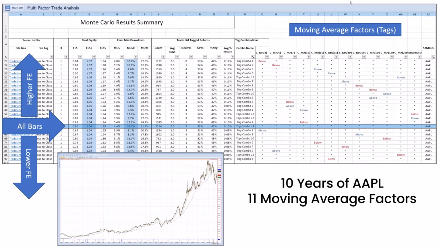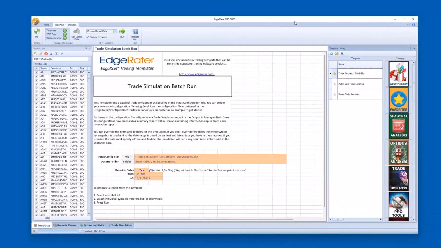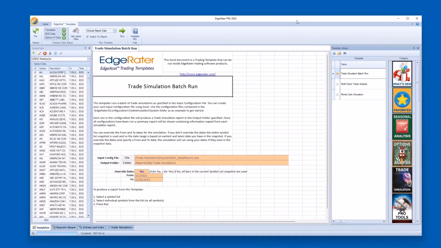Okay, so let's move on to this technique. I've lost the chat now. One second, let me just get that back. Okay, here we go. Yeah, so this technique is something you can run in EdgeRater very easily on any indicator.